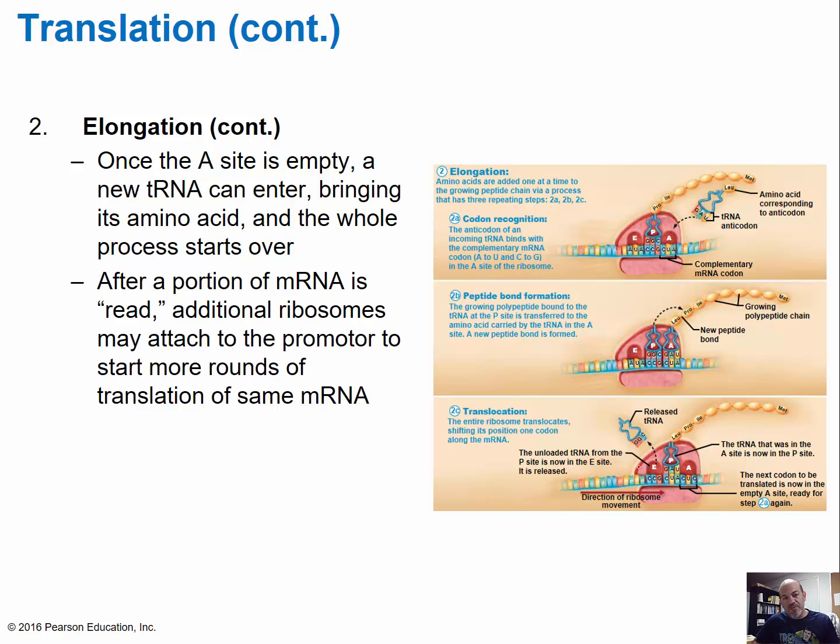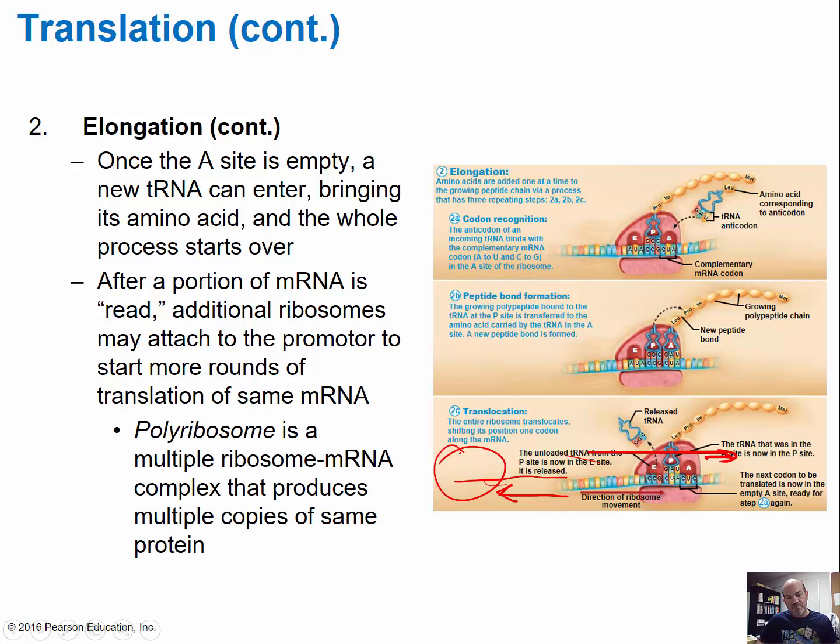So after a portion of the mRNA is read, additional ribosomes may attach to the promoter to start more rounds of translation. So as the ribosome starts moving along, or literally pulling the mRNA through, it appears as if the ribosome is moving to the right. And as the mRNA is moving through here, that promoter region was over here somewhere. And so the promoter can now attach a new ribosome to it in the same manner as we mentioned earlier. And when that happens, you may have more than 1 ribosome on the mRNA. And every one of these ribosomes is translating, forming a polypeptide.